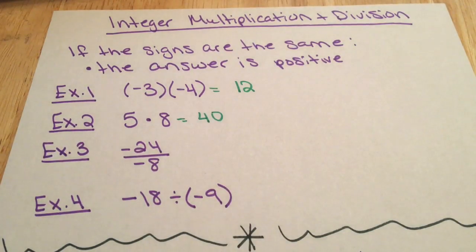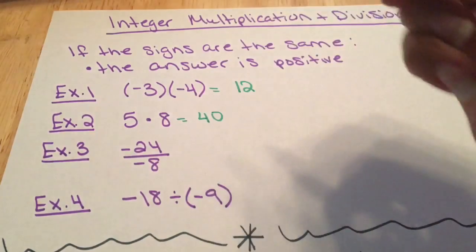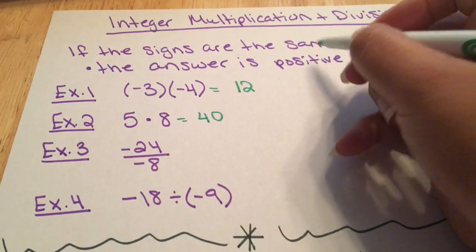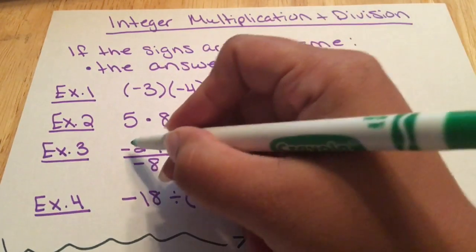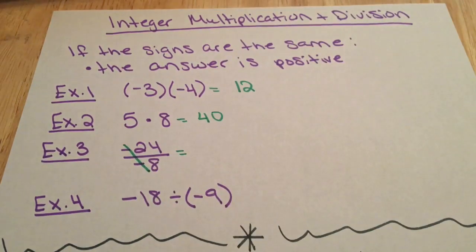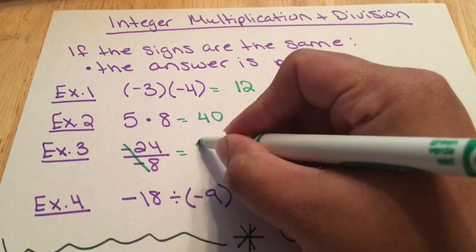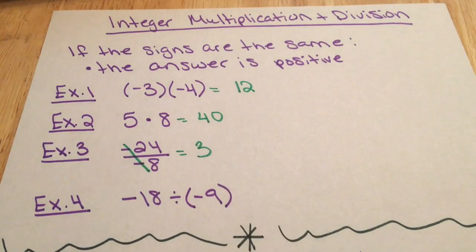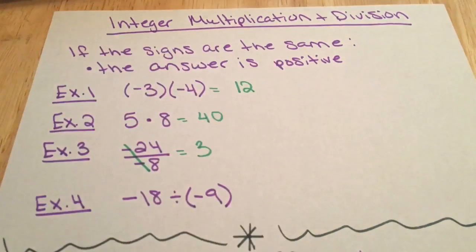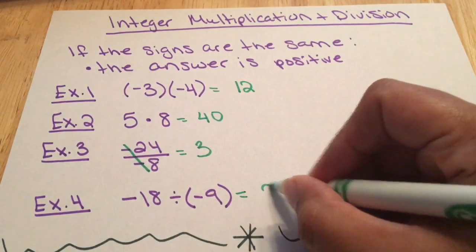If we go ahead and look at our two divisions, on example 3, -24 divided by -8, a negative and a negative, those are the same signs. We already know the answer is going to be positive. I always like to just cross out my negatives, that way I can understand why my answer is positive. And 24 divided by 8 is 3. And our last example, -18 divided by -9, a negative divided by a negative, the signs are the same, so our answer is going to be a positive 2.